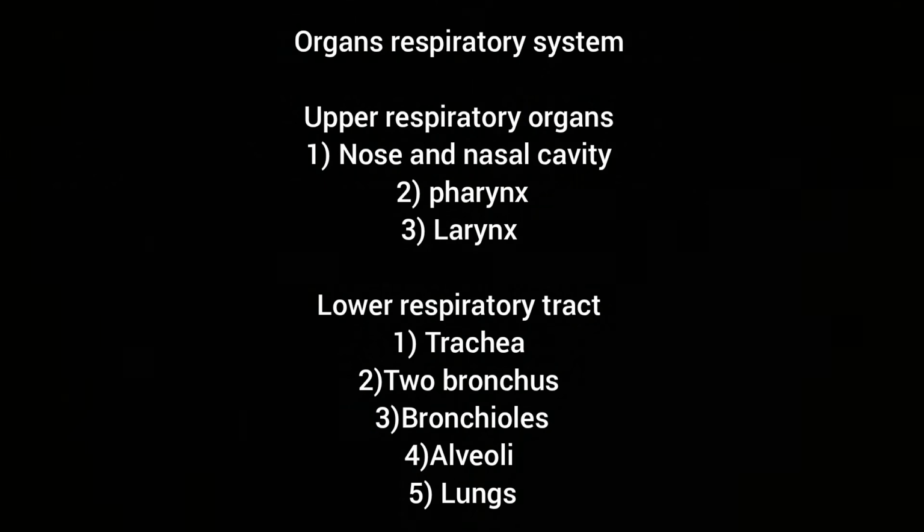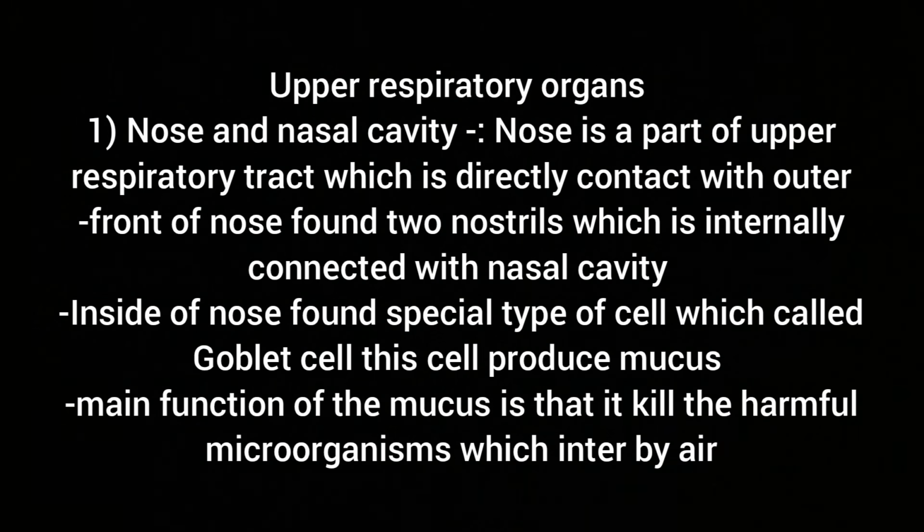Organs of the respiratory system. Upper respiratory organs. पहिलं नोज अँड नसल कॅव्हिटी, दुसरं फॅरिंग्स अँड तिसरं लॅरिंग्स. लोअर रेस्पिरेटरी ट्रॅक्ट. पहिलं ट्रकिया, सेकंड टू ब्रॉन्चेस, थर्ड ब्रॉन्चियल्स, फोर्थ अल्वेली, 5 लंग्स. अप्पर रेस्पिरेटरी ऑर्गन. नोज अँड नसल कॅव्हिटी.